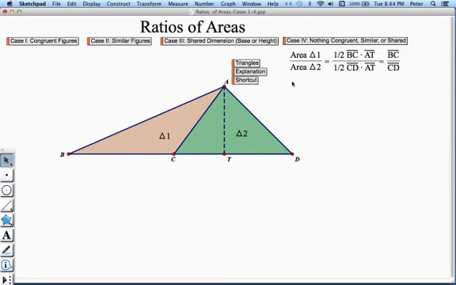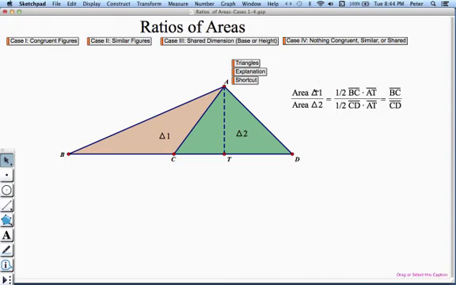Well, if I drop an altitude from point A to point T, that would be the altitude of triangle 1, because it's going from the base to the farthest vertex. It would also be the altitude of triangle 2, because it reaches from triangle 2's base to the farthest vertex at A. So if I were to compare the two areas, I would see that the area of triangle 1 is 1/2 BC times the height AT, and area 2 is 1/2 CD times the height AT.